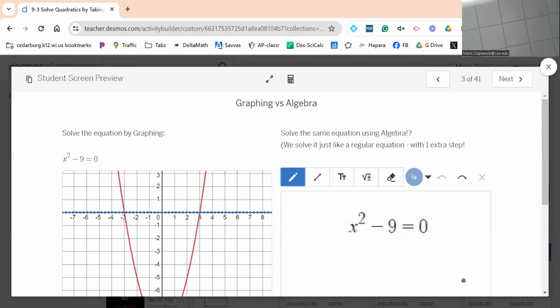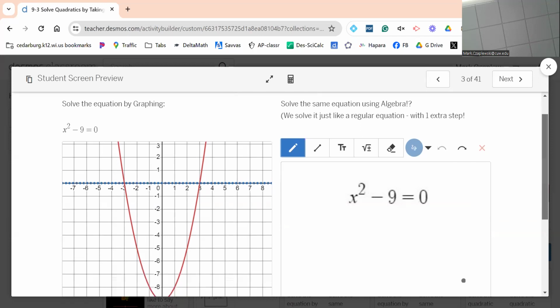Hello, everybody. I'm here to explain to you a little bit about what we're doing here with solving quadratic equations by square roots.